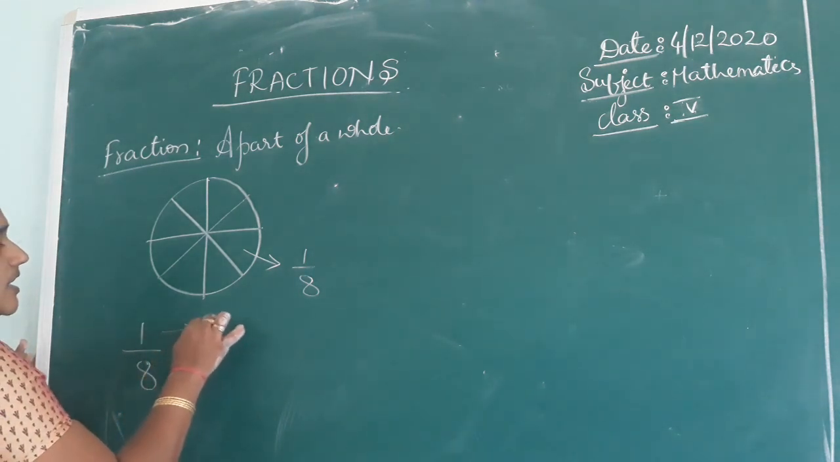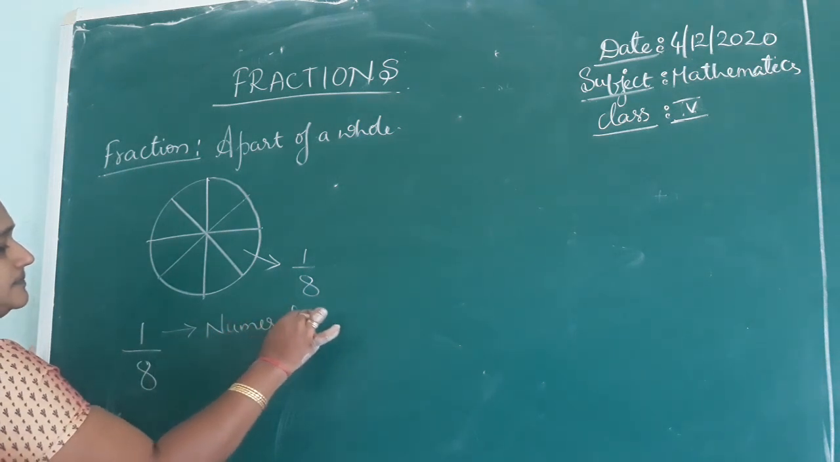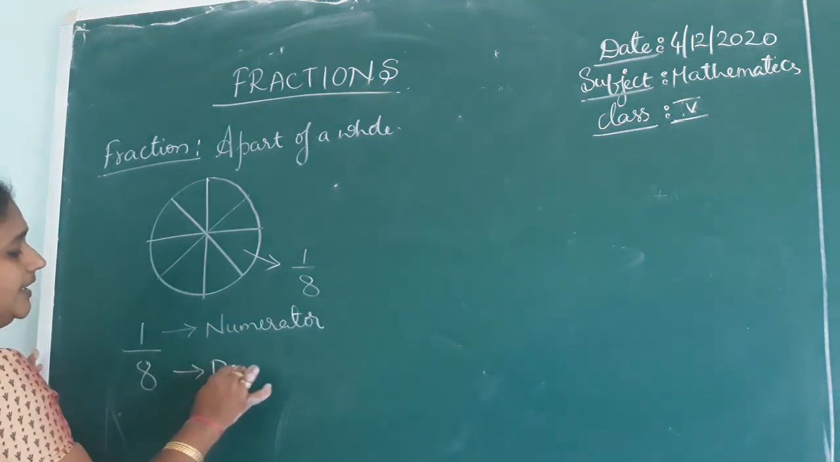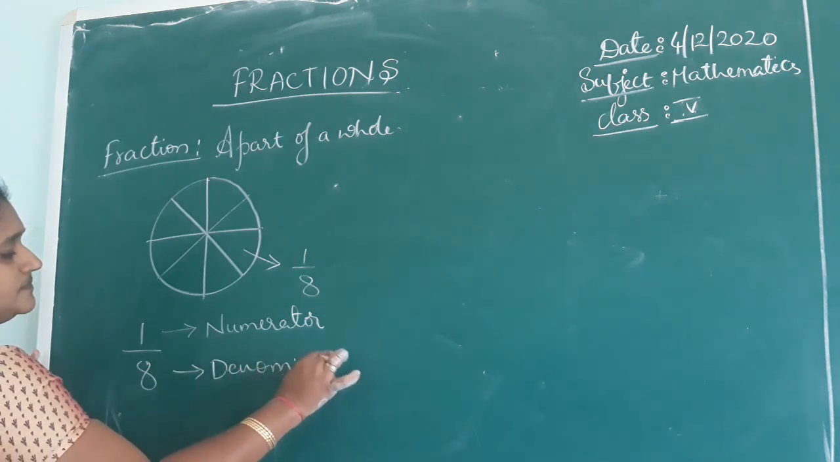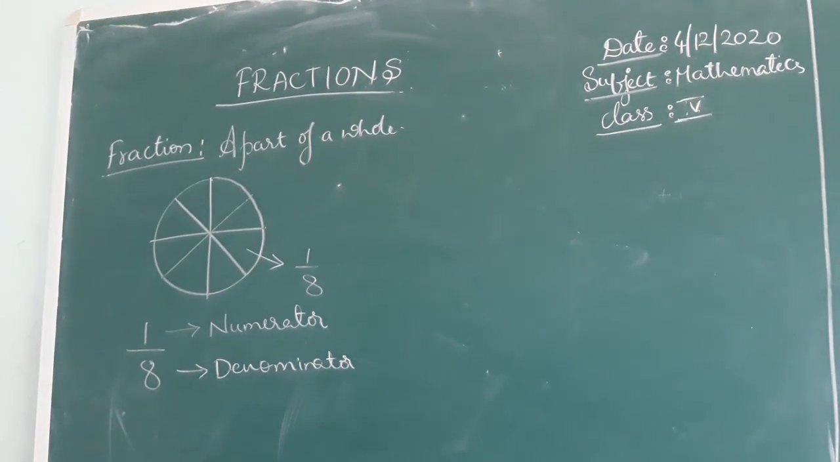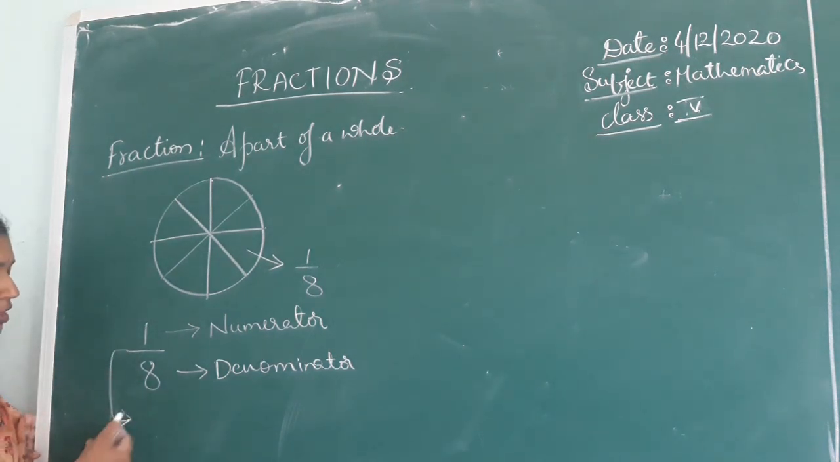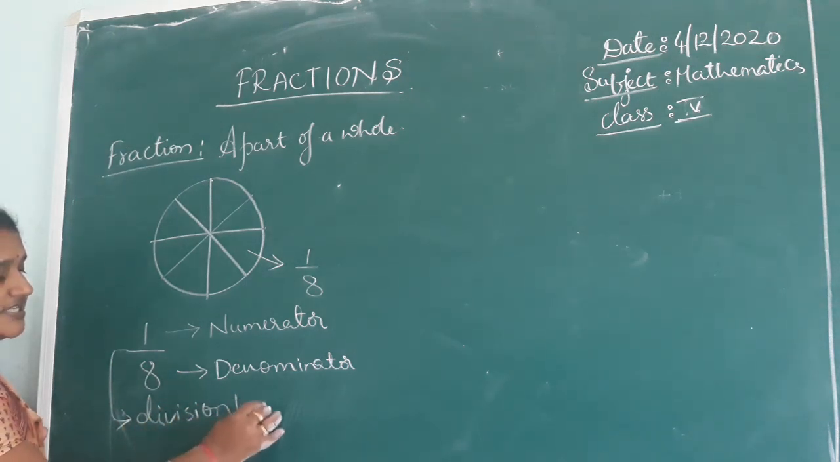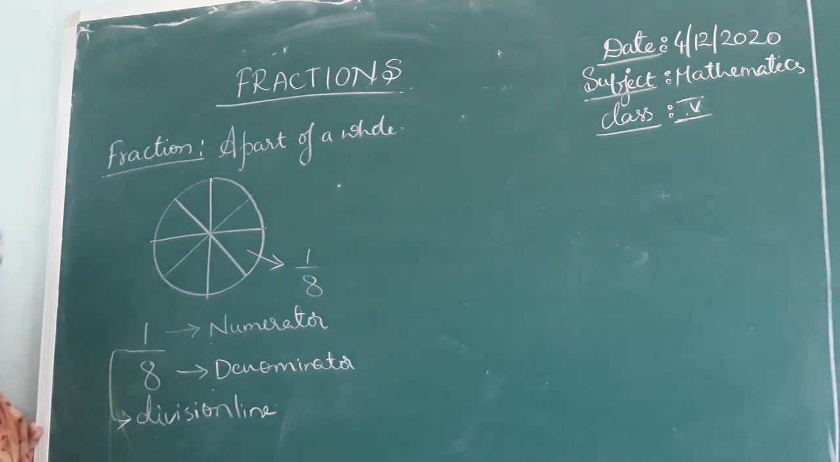In 1 by 8, 1 is called the numerator and 8 is called the denominator. The line which divides numerator and denominator is called the division line. Okay, these are the parts of a fraction: numerator, denominator and division line.